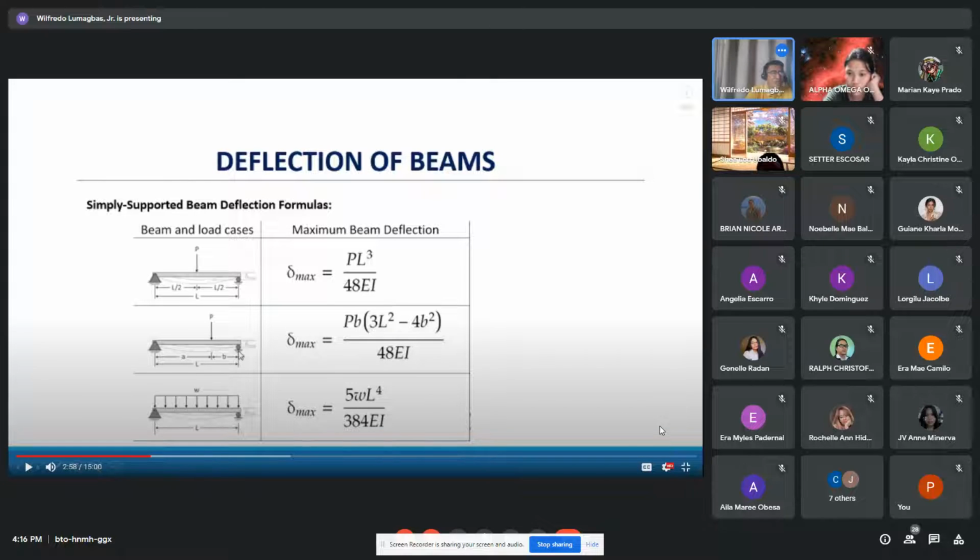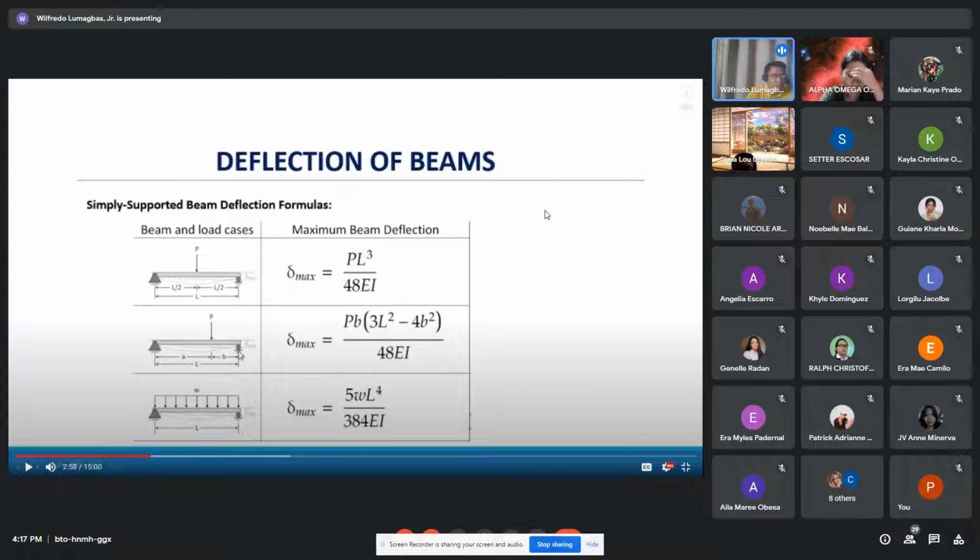Typically, there is already a standard value for the modulus of elasticity depending on the material. And I is the moment of inertia. We have covered this in strength of materials and in our theory of structures. The moment of inertia, I, is equal to BD cubed all over 12, which means it depends on the given shape or cross section of the beam.